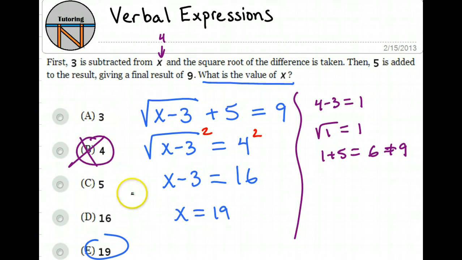Now you can see this could be a very time-consuming process to go through. So as I warned you earlier, this is not something you would necessarily want to do unless you had a lot of extra time and you had already answered all the other questions that you know how to answer.